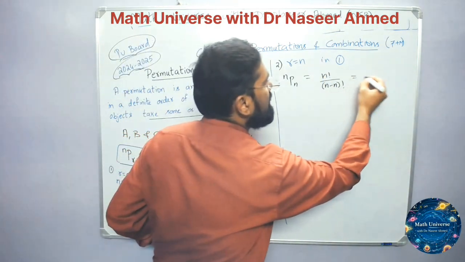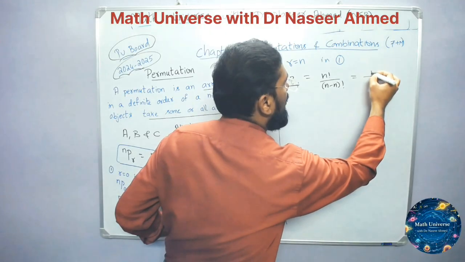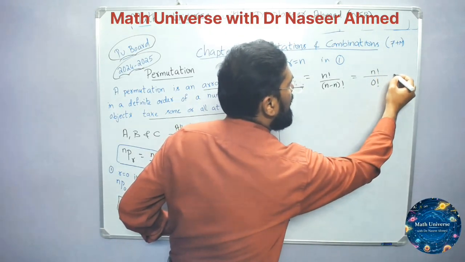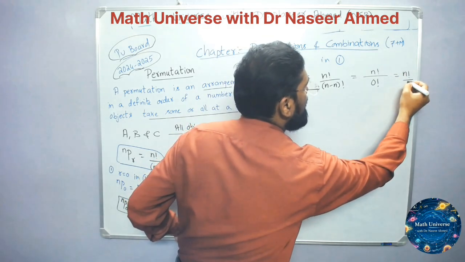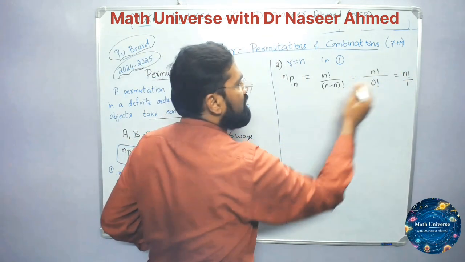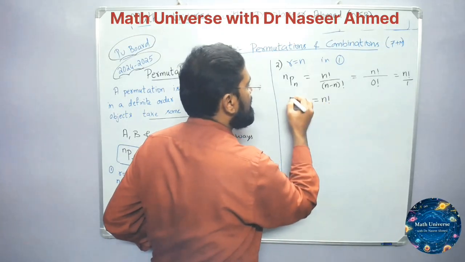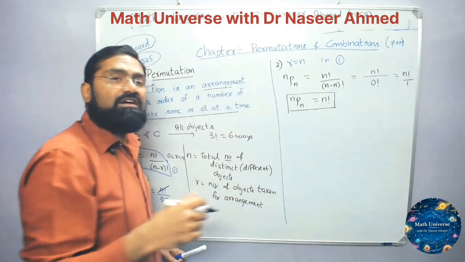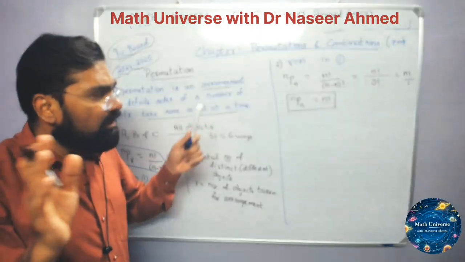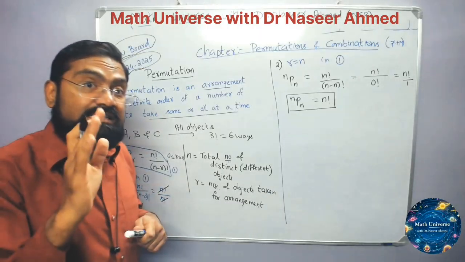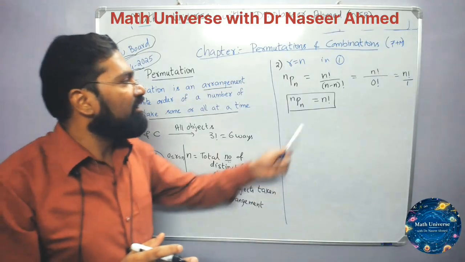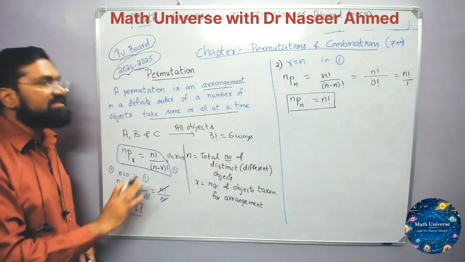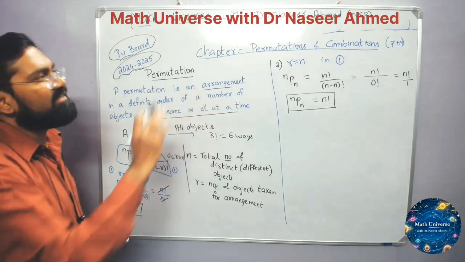What is n minus n? 0 factorial, and here n factorial. 0 factorial is 1, so I get n factorial divided by 1. Any number divided by 1 is the same number. And this we already discussed in factorial notation, that the number of ways of arranging all n distinct objects is n factorial itself. That we can see from here also. I would like you to remember the standard result. Anyway, if you forget, you can always derive it like this.